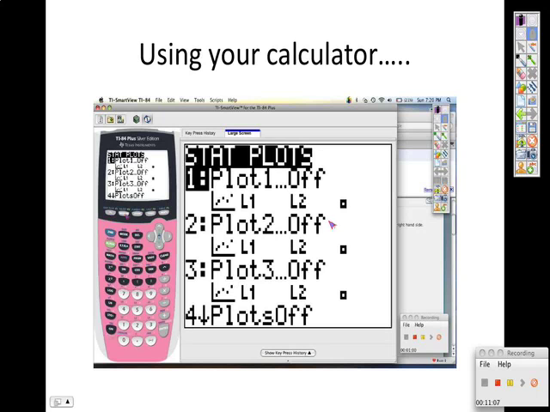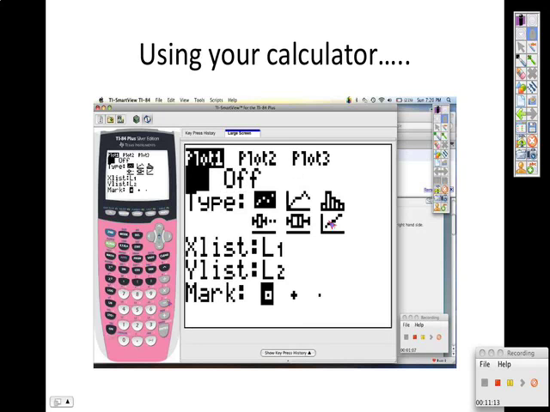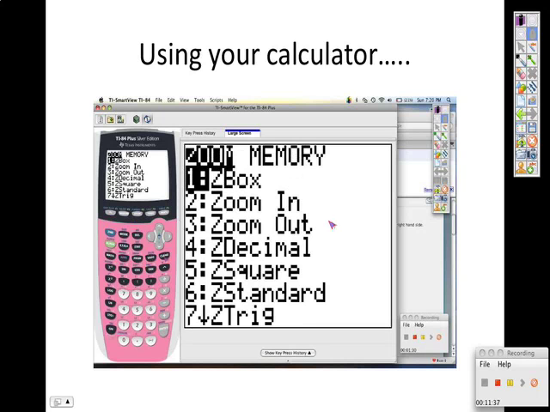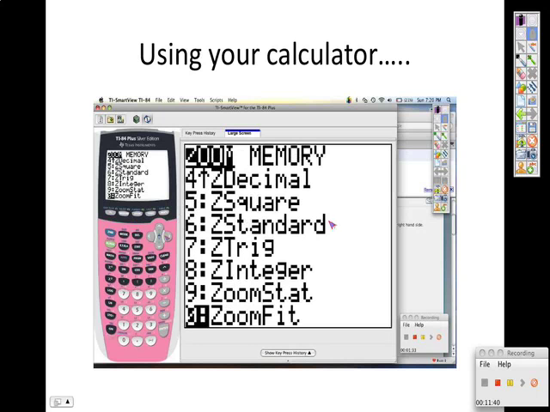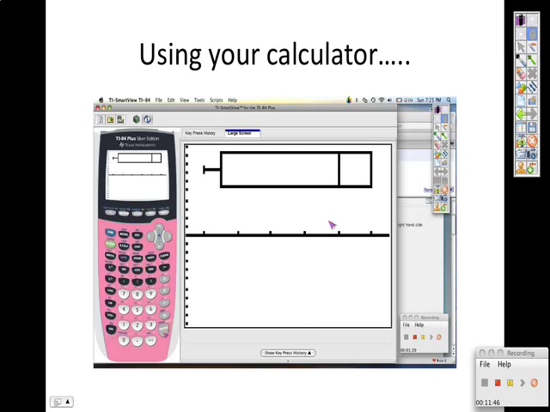I can also create a box plot for this. I hit second and then y equals. I go into plot 1, I turn it on, and I'm going to go down to change the type from scatter plot to one of these box plots. And I want my X list to be L1. If I had my data in L2, I could switch that. Now I'm going to go to zoom and go to zoom stat, and that's going to automatically fix my window to fit the data that I have. So there's my box plot.